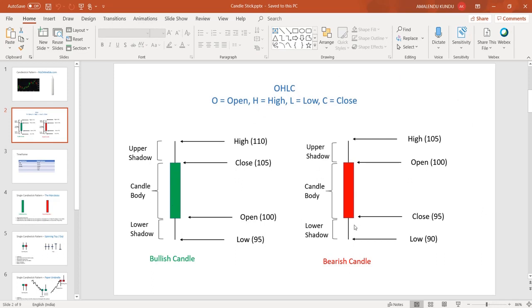So just pause the video for a moment and think about these terminologies and go through a candle body. If it is a bullish candle, there are the open, high, close and low. And if this is a bearish candle, this is the open, this is the high, this is the low and this is the close.